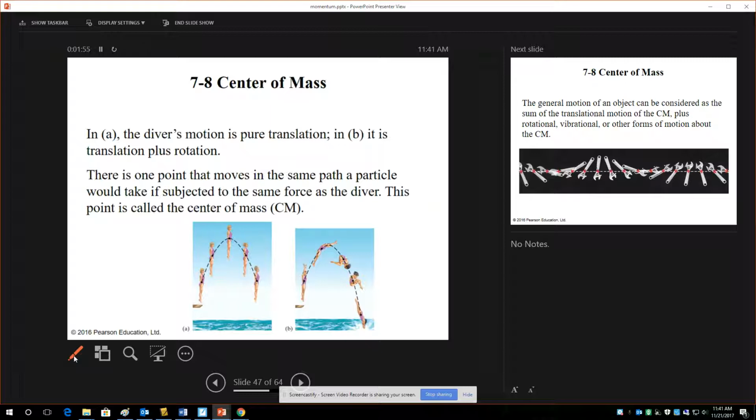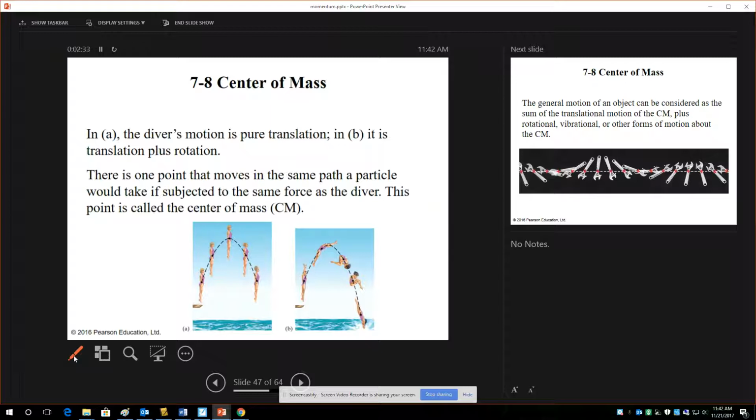Here's an example of how we want to think about the center of mass. In this series of pictures, the diver's motion is pure translation in part A, and in part B, it's translation plus rotation. Translation means movement in one or two dimensions, like linear movement, and rotation means movement around a fixed point. In both cases, there is one point that takes the same path a particle would take if it were subjected to the same forces as the diver. And that one point is the center of mass.